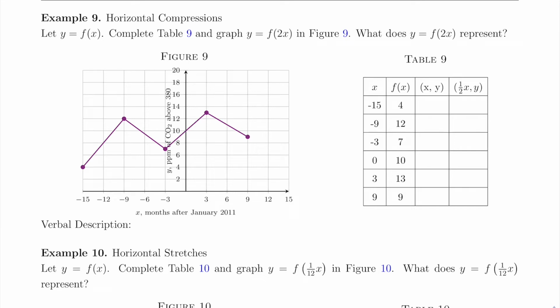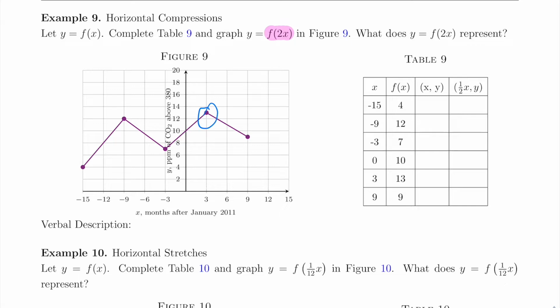So in our next example, we are going to look at horizontal compressions, and we are starting by looking at our same function of f of x again, and what we are investigating this time is what happens when we are graphing f of 2x. So let's think about that. If we have our point, I'm going to look at this point here at x equals 3 months, then what does it mean to now have 2x?